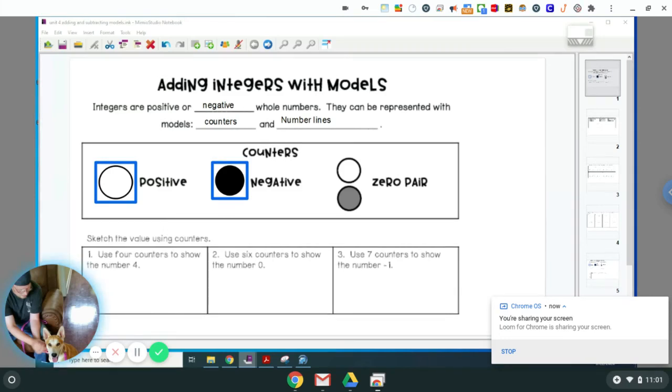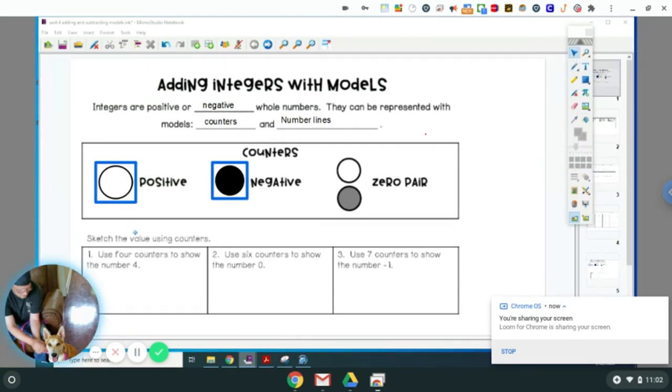So today we're going to be adding and subtracting integers. So it means we're going to be looking at positive and negative numbers. And what we're going to do is we're actually going to look at it using a model. So integers are positive or negative whole numbers. They can be represented with models and counters in number lines.